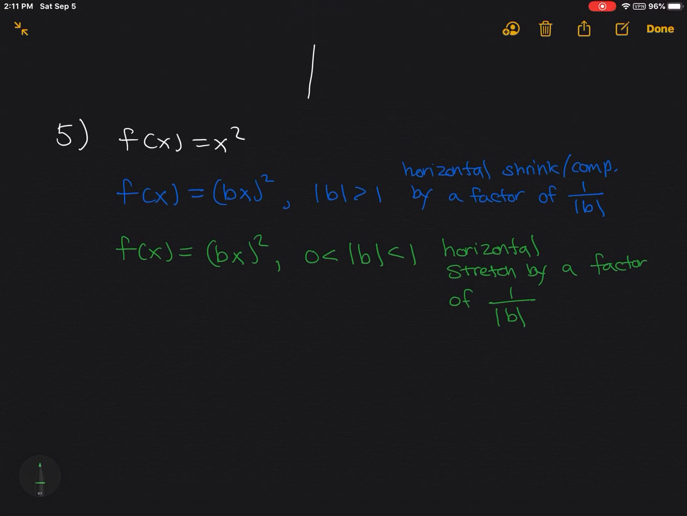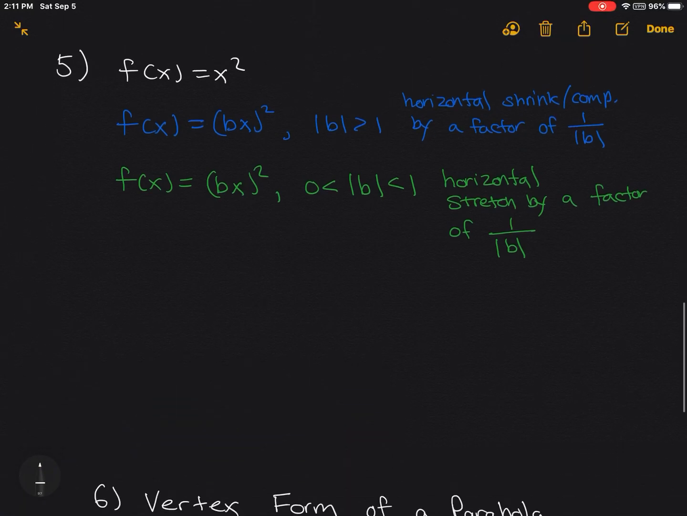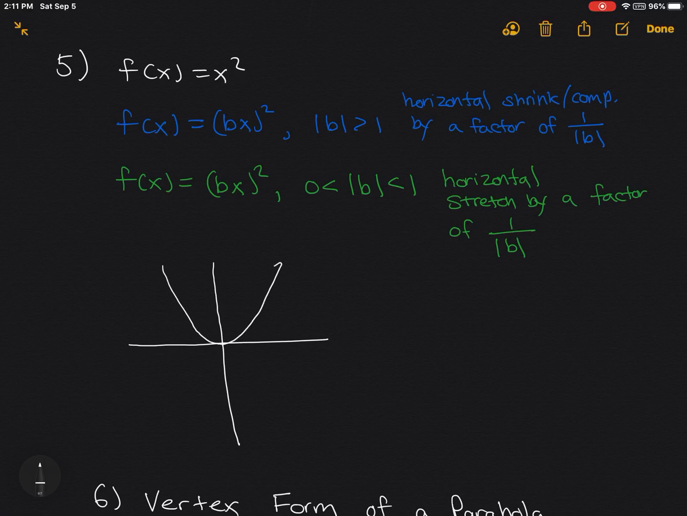All right, so again, you can memorize the wording, but you have to see what it looks like graphically when you say horizontal stretch or shrink. What do you mean by that? So hopefully you can understand after I explain this to you. So here's my parent function. And let's start with the blue function, right? The blue function says it's a horizontal shrink or compression by a factor of 1 over B, all right?